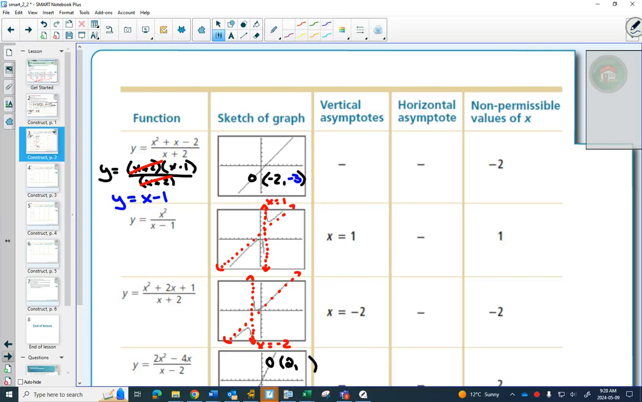This one I can factor. I can factor it, but none of the factors are identical. So again, the non-permissible value stays, and I get a vertical asymptote at minus 2.